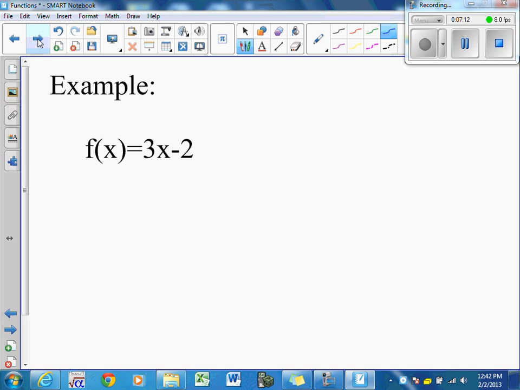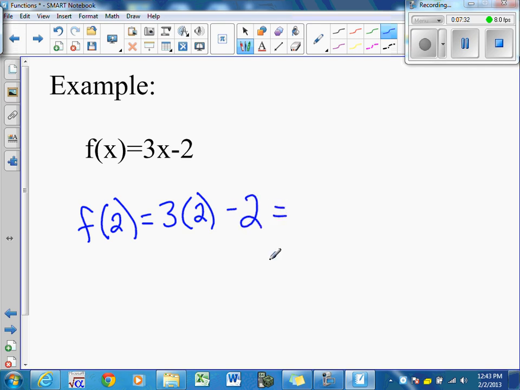Now, here's an example of how we normally think of a function. F of x is 3x minus 2. That's our formula. We want to evaluate f of 2. We substitute 2 in for x. Remember, whenever you substitute in, always put parentheses around it. It helps take care of mistakes later. And then we can evaluate this, 6 minus 2, and we get 4.